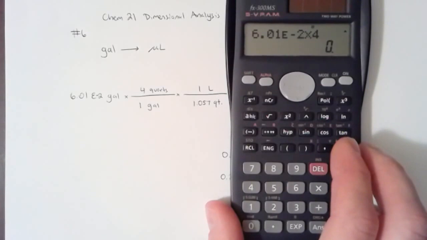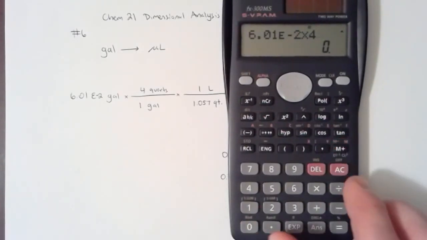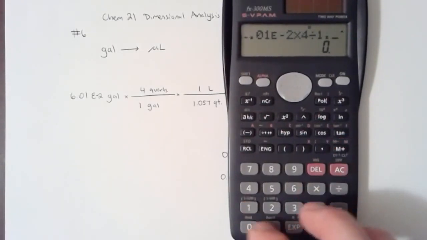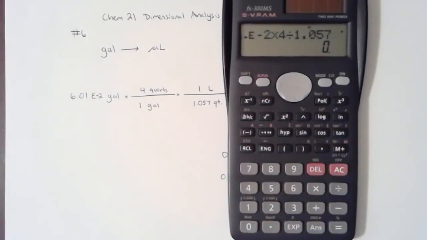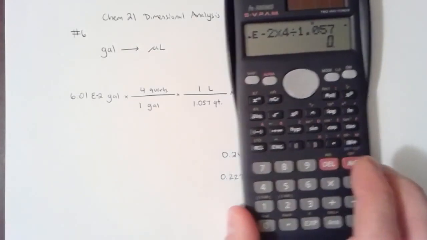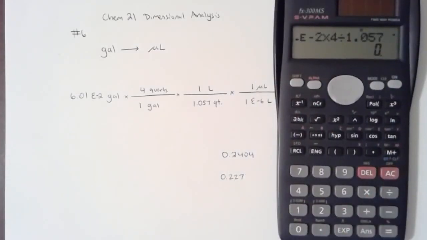So the next one, I have to divide by 1.057. So I just put a divide sign in front of that, and then the next number I'm dividing is 1e to the negative 6 to convert to microliters. So I'll just put another divide sign and do 1 exp negative 6. Okay?